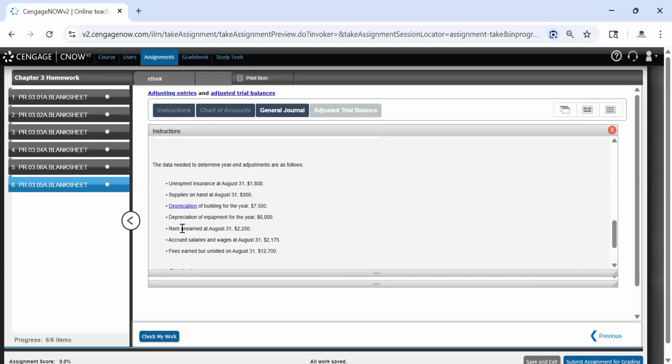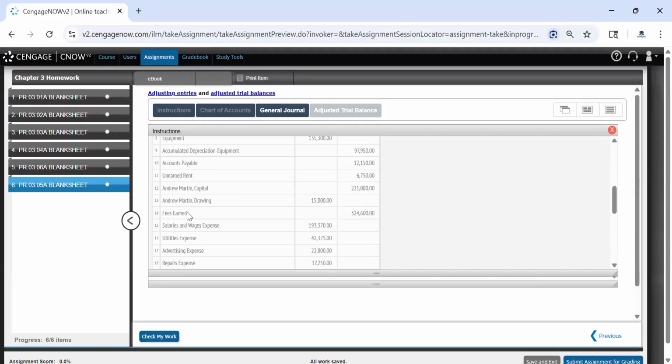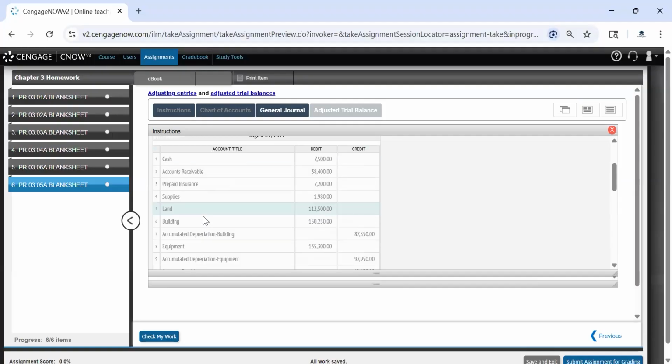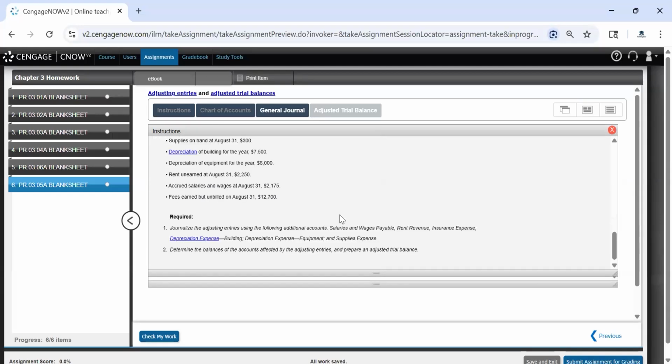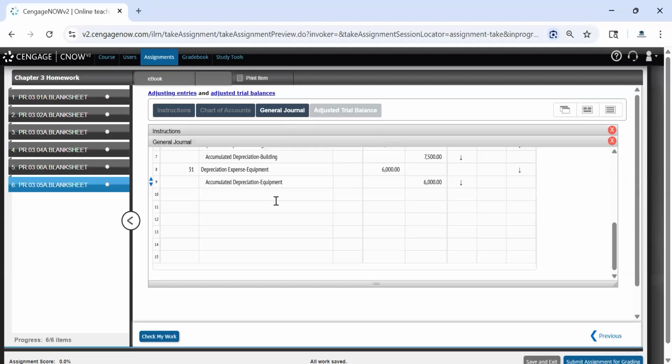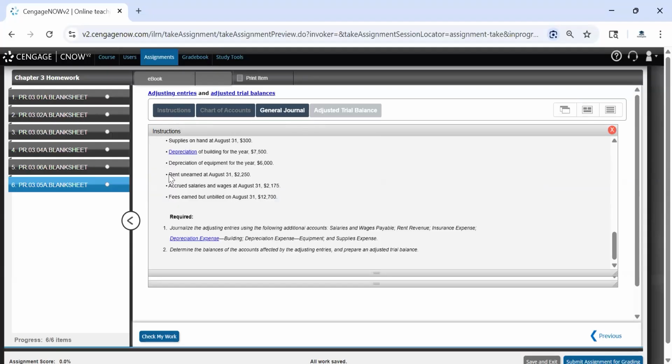The next journal entry is rent unearned at August 31st is 2,250. The unadjusted trial balance has that amount at 6,750. So if we subtract 2,250 from that, we get 4,500. So that's going to be our revenue that we earned from this unearned rent.